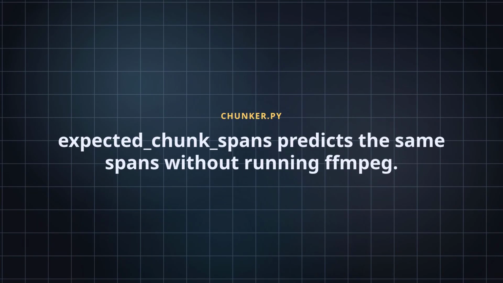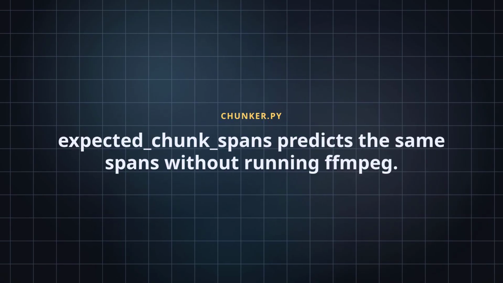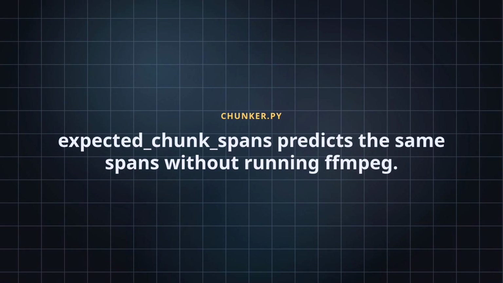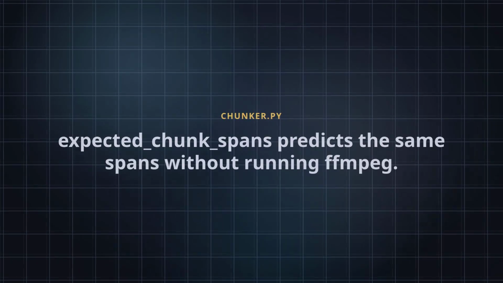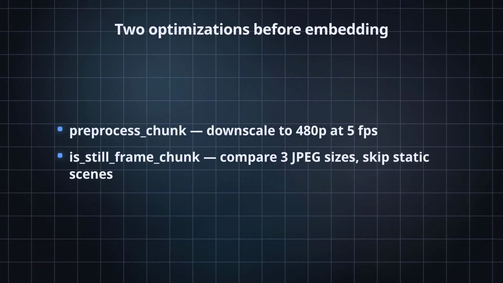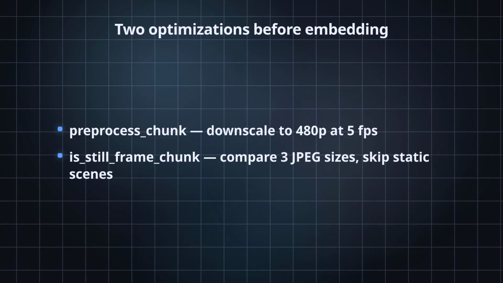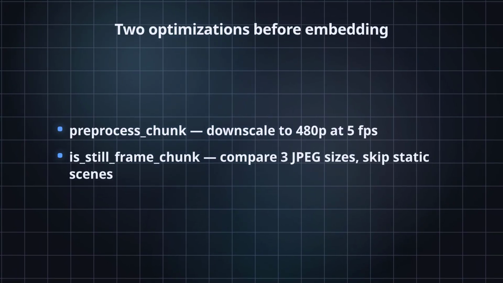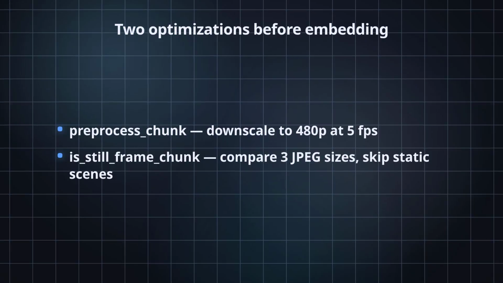There's a neat detail here. The same span math runs in a second function that predicts chunk identities without touching ffmpeg, which lets indexing resume and skip files it has already processed. Before a chunk is embedded, 2 cheap filters run. One downscales it to 480 pixels tall at 5 frames a second. The other extracts 3 frames as JPEG and compares their file sizes. Similar sizes mean a static scene, so it gets skipped entirely.